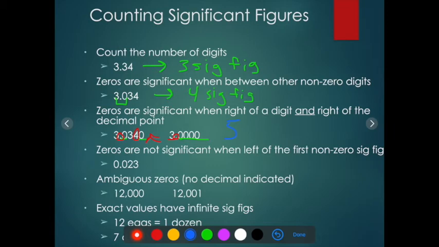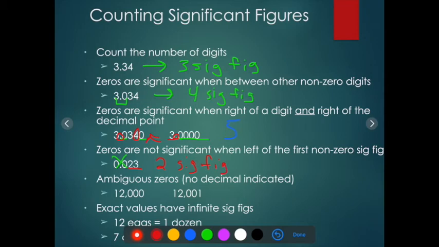Now here on this next one, zeros are not significant when left of the first non-zero significant figure, okay? So here's our decimal. This 0 is to the right of it, but it's not to the right of a non-zero digit, right? There's only zeros. So these two zeros here are not significant. We call those placeholders. They show us that we have a small number, okay? So really the only numbers that are significant are the 2 and the 3. Those zeros are not. So we only have 2 significant figures here.